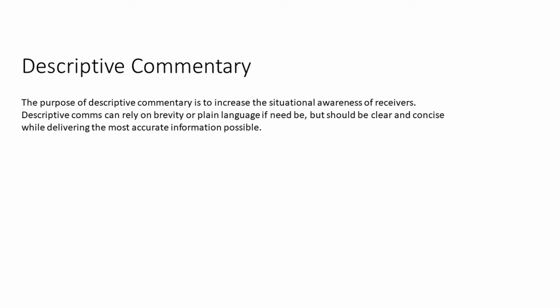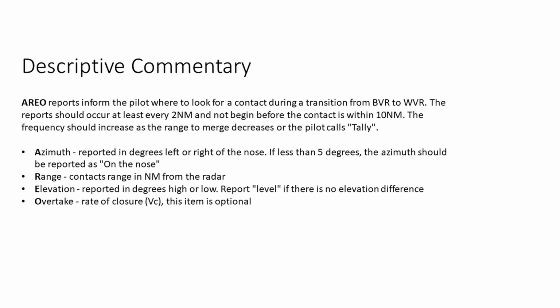So now we're on to descriptive commentary. The purpose of descriptive commentary is to increase the situational awareness for receivers. So we're focused on increasing SA here. Descriptive comms can rely on brevity or just plain language, but should be clear and concise while delivering the most accurate information possible. We'll run through a quick example of what descriptive commentary could include. We'll use the arrow report as an example. The arrow report informs the pilot where to look for a contact during a transition from BVR to WVR. So this is actually really useful.